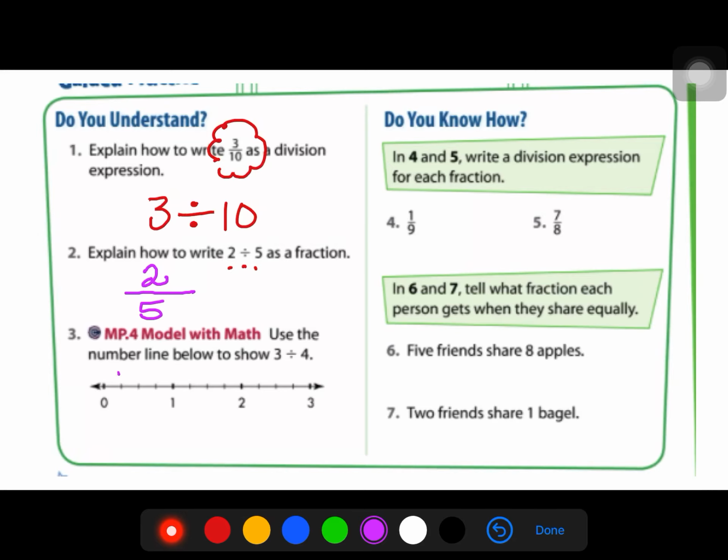Look at between 0 and 1, we divided it into 4 parts. Between 1 and 2, it's divided into 4 parts. And between 2 and 3, it's divided into 4 parts. So if I count this, I have 12 parts. And if I want to divide that by 4, that means that each part would have 3 in it. Look at 1, 2, 3.